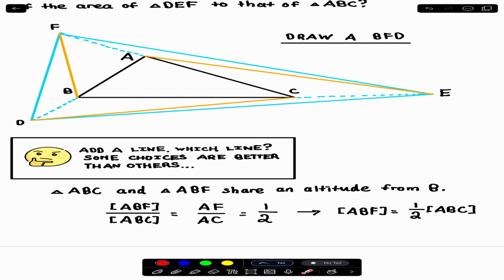And now what we can do, remember from before I said there are two triangles which share an altitude from F. So notice how this same triangle is being involved again. If we related this triangle to the original triangle, and now we're going to relate this triangle to this triangle, that means maybe we can get something that involves this triangle to our original triangle.